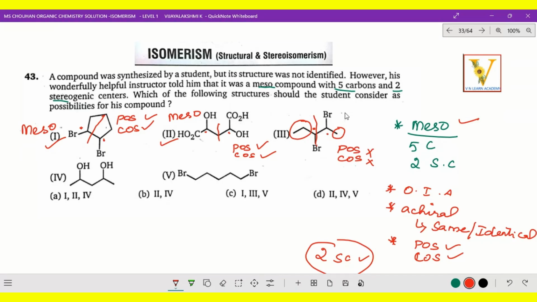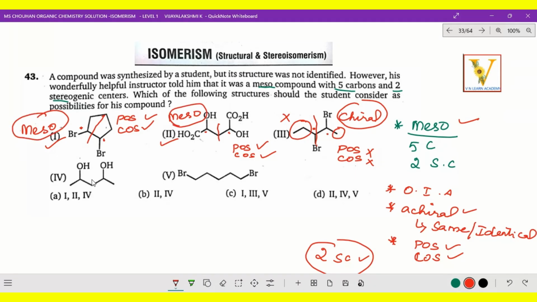So this is a chiral molecule. For meso, it has to be achiral, right? But here it is chiral only, so the third compound will not be meso. It is a chiral molecule. So I just mentioned this is meso, this is meso, and this is chiral.